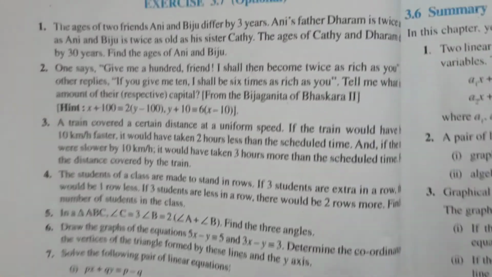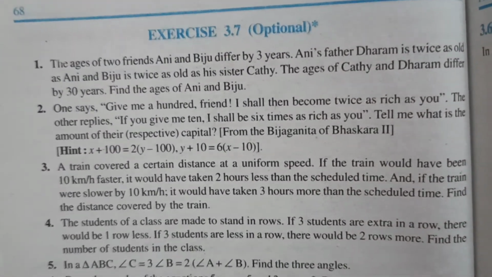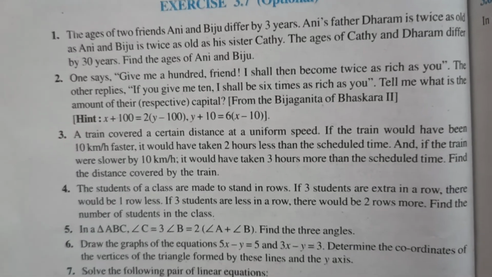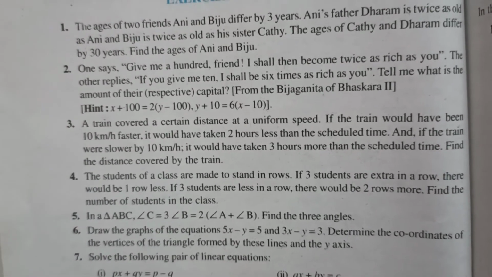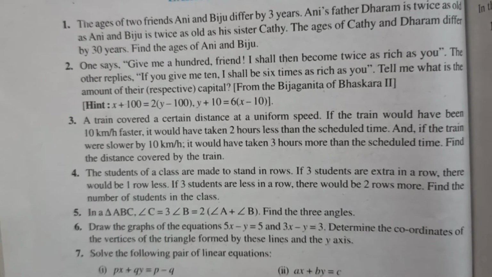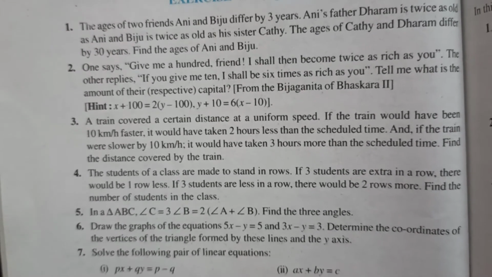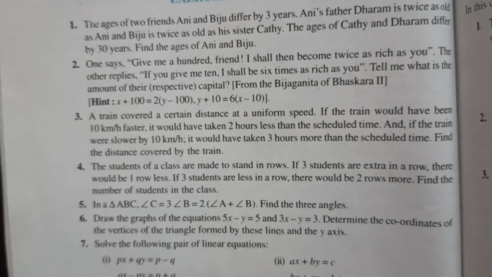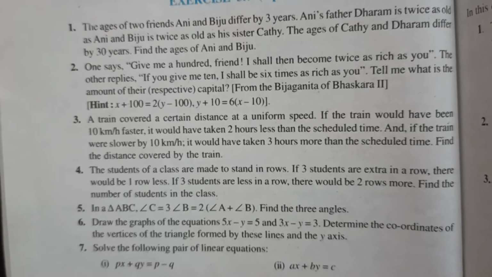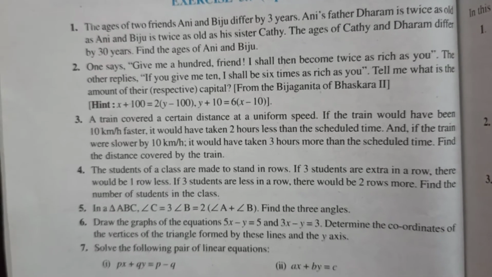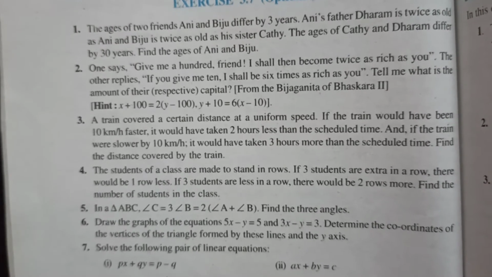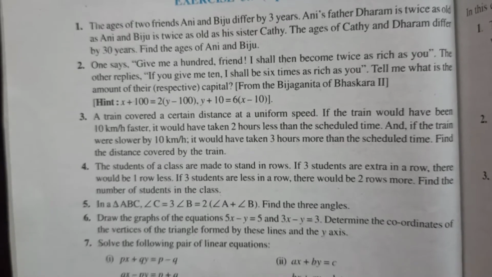Now we move on to question number 3. Another very different question from the questions we have done earlier. A train covered a certain distance at a uniform speed. If the train would have been 10 km per hour faster, it would have taken 2 hours less than the scheduled time. And if the train was slower by 10 km per hour, it would have taken 3 hours more than the scheduled time. Find the distance covered by the train.